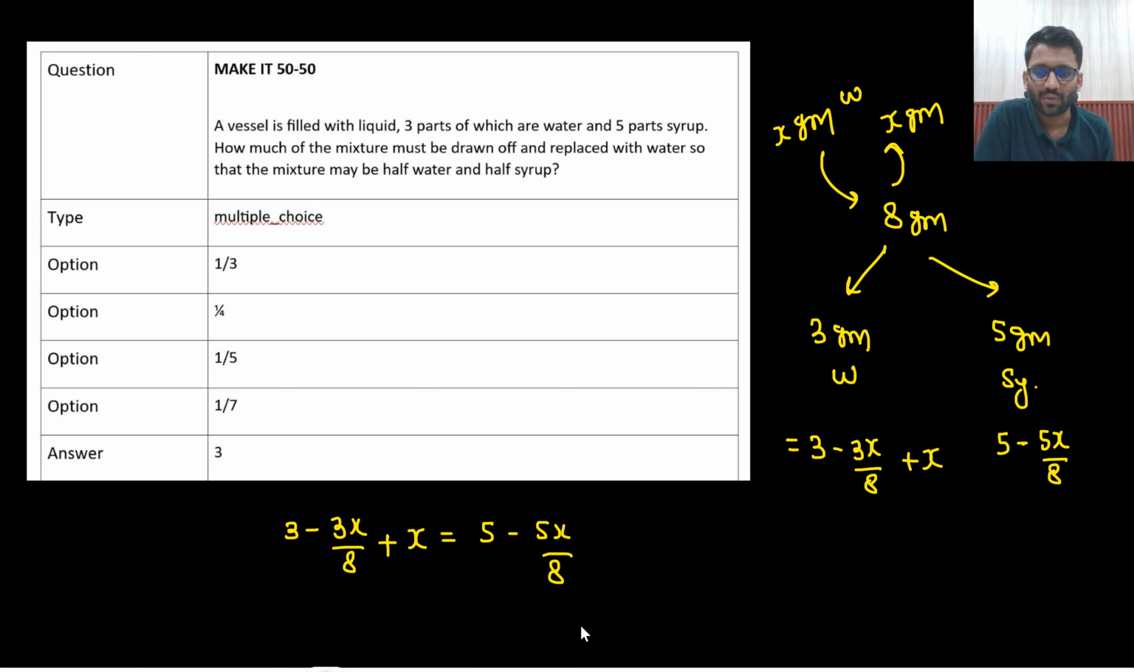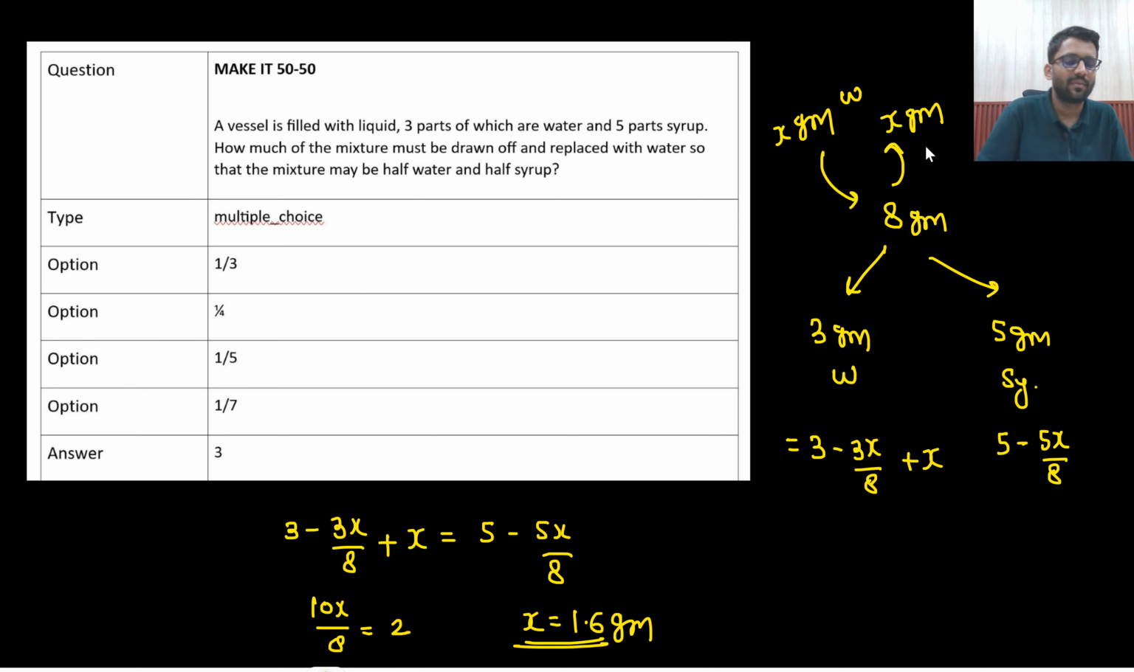Right? So how will you solve it? 5x by 8 and this would become 10x by 8. 10x by 8 is equals to 2. So x is equals to 1.6. So basically you need to take out 1.6 gram of mixture and then add 1.6 gram water. Basically if you take 1.6 gram of mixture out and add 1.6 gram of water, both will be 50-50. You can check here as well.